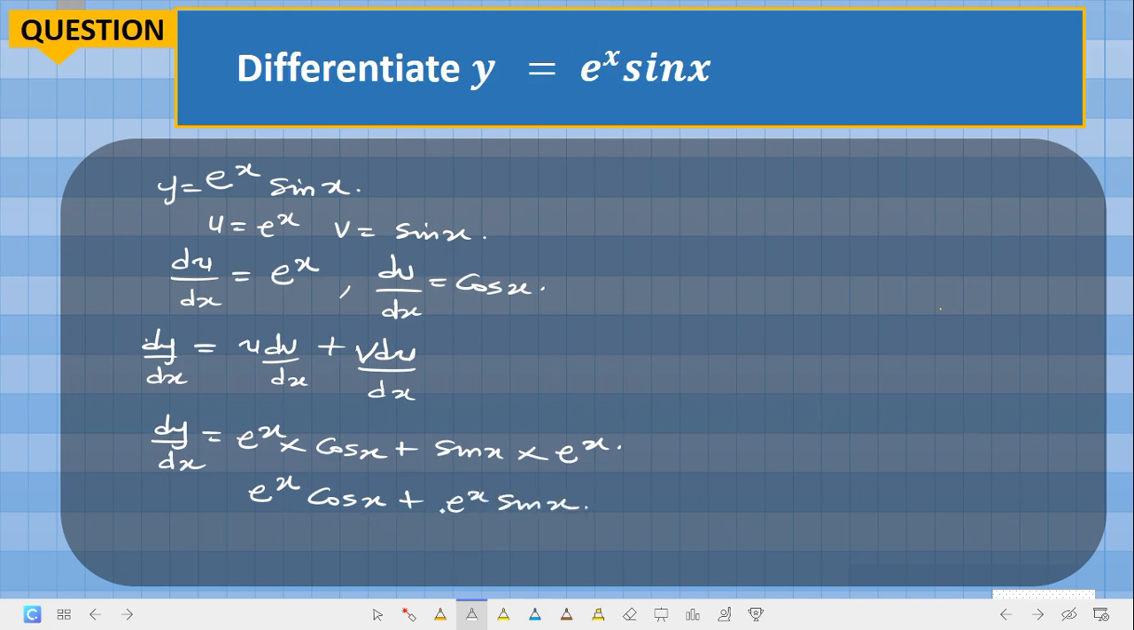E raised to the power of s is common, so you can take it out, so this becomes e raised to the power of s times cos s plus sine s. So this is our answer for dy ds. That is the final answer to this question: e raised to the power of s times cos s plus sine s. Because e raised to the power of s is common, you take it out. So what are we left with here? Cos s, and here, sine s.